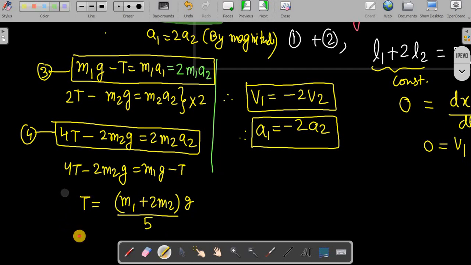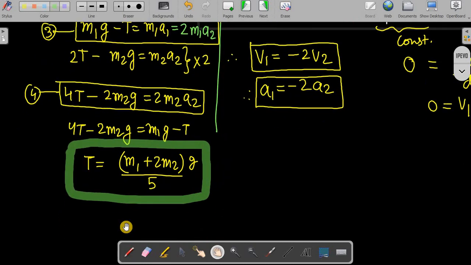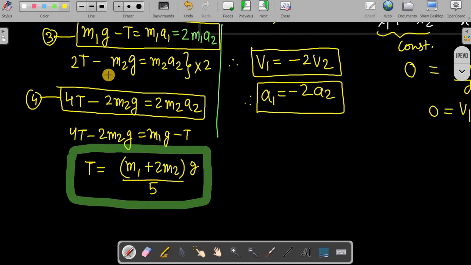This will be the tension T1. Once you calculate tension, you can calculate acceleration by substituting in any one of these equations. Let's say you put in the first equation, so there you will calculate acceleration a1. How will you calculate a1? So a1 will be g minus T by m1, right?